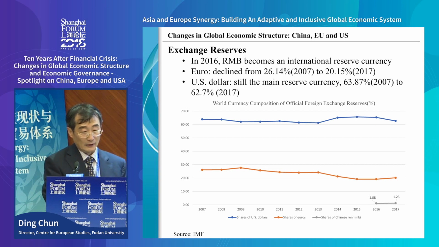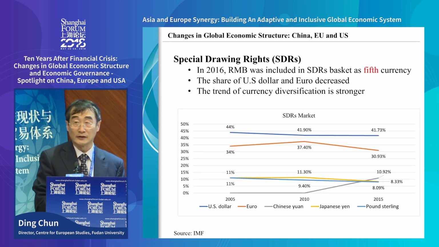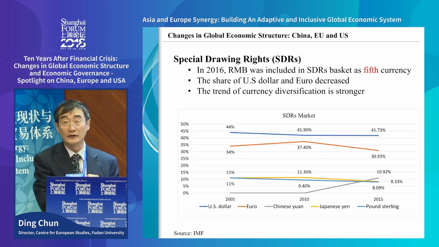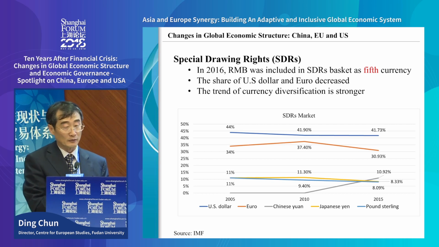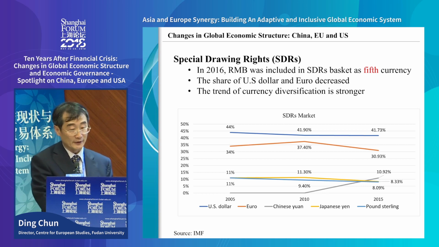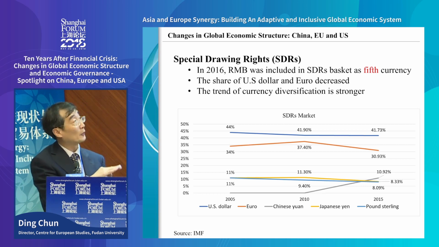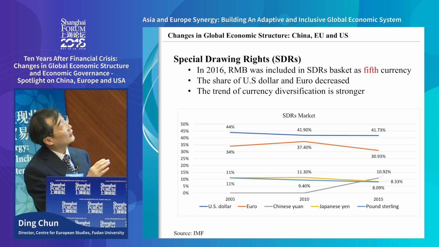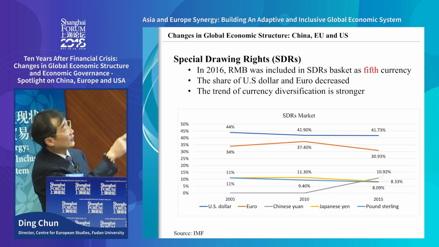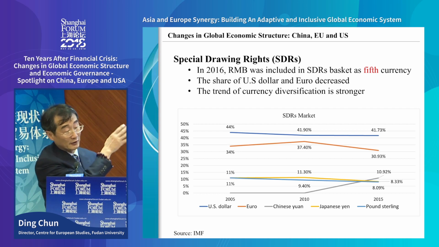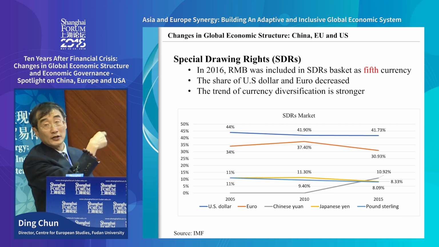Then when we're talking about the SDR, here you can see this. We all know that in 2016, the RMB was included in the basket of the SDR as the fifth currency, and the share of the US dollar and euro decreased, especially the euro. The trend of currency diversification is stronger and stronger. Here, just these five currencies in the basket of the SDR, you can see the changes of it.